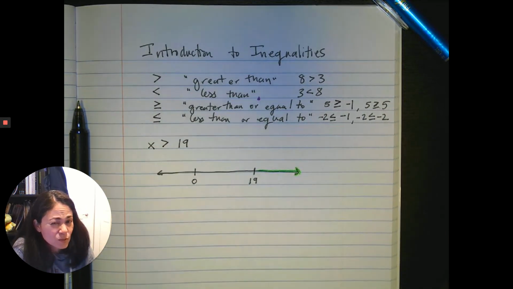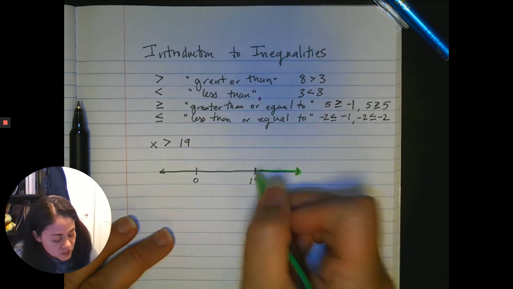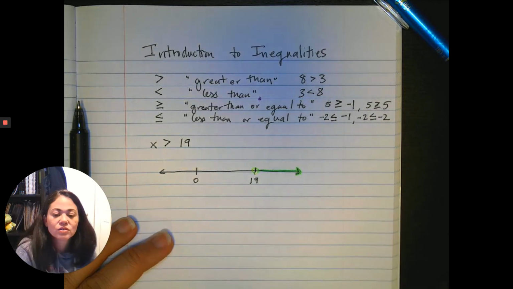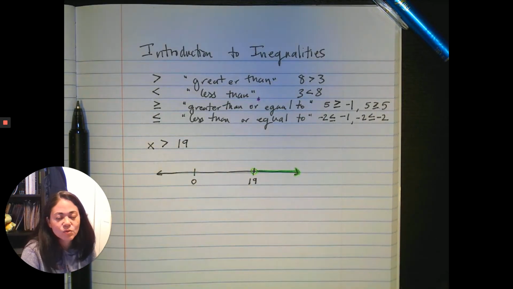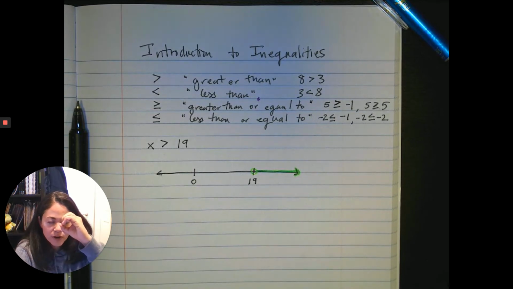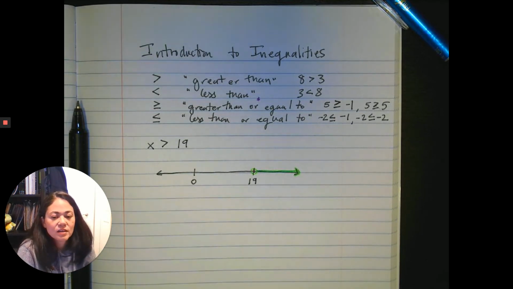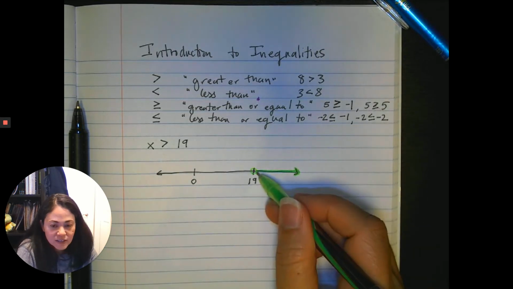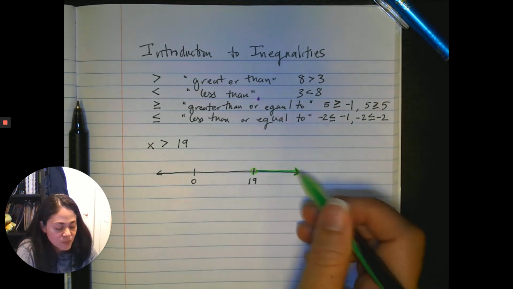But would 19 work? No. Because 19 does not work, we're going to start by putting an open circle, right? X cannot equal 19. So we put that open circle to show that you can't be right on 19. You can be all the way up to close to 19 from this bigger direction, right?